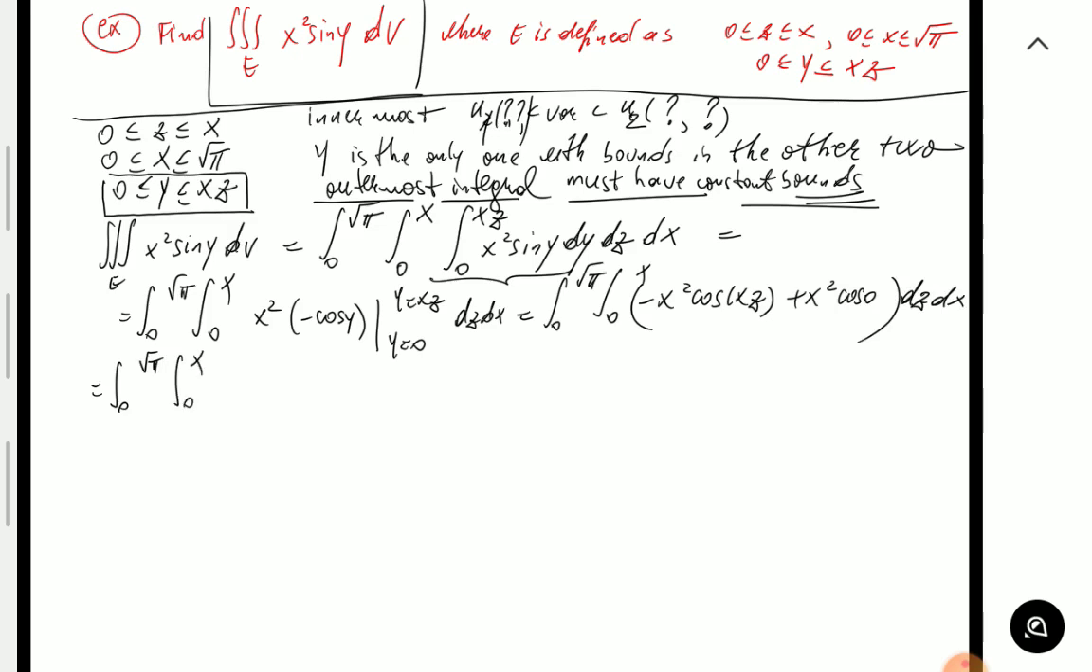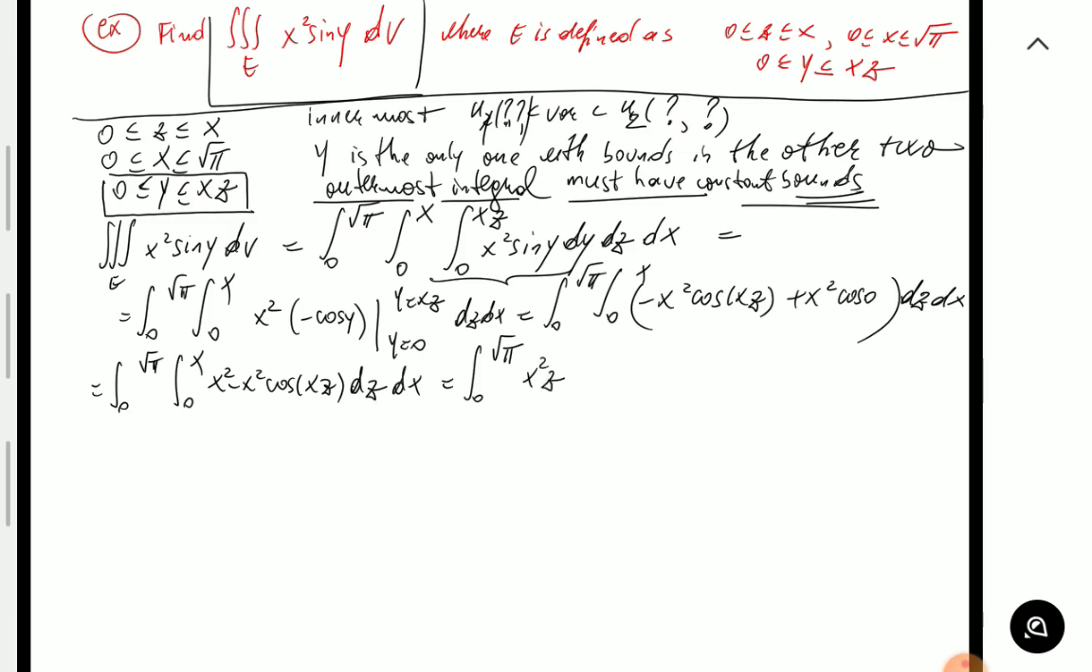Moving along, cosine of 0 is 1. We're going to have then x squared minus x squared cosine of xz. And now let's prepare to integrate with respect to z. You may want to actually pause and go a little bit slower, or do this on your own. Here we have to really pay attention to the partial antiderivatives. At this stage in the game, x is a constant. So therefore, the integral of x squared is going to be just x squared z.